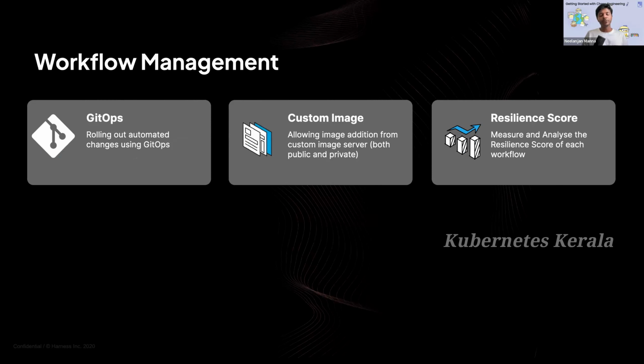Then we have backend GitOps. As I explained, we can use Git as a single source of truth for storing all of our manifests and then triggering chaos according to that. We can use custom images. So that is really beneficial, let's say, when you're executing your chaos in an air-gapped environment where you're not really connected to the public internet. Then, of course, resiliency score is something that we use for the assessment of how successful our chaos experiment is. We'll see that in our demo.